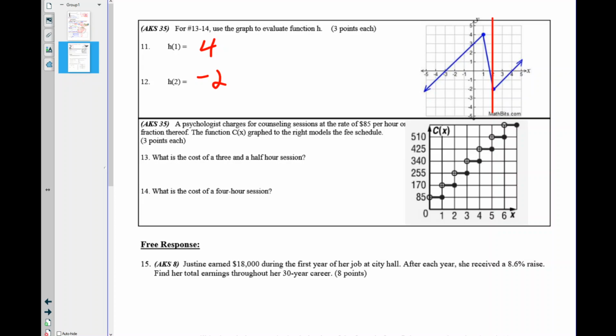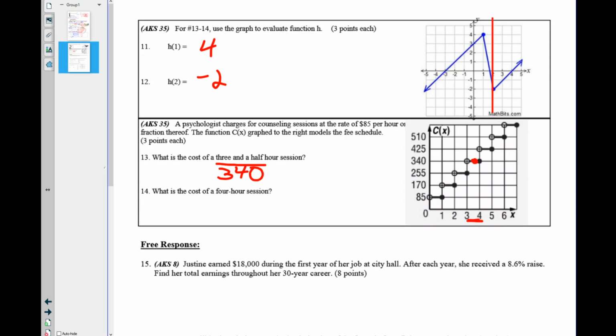All right, this one I did on purpose to try to get the guessers out there. Because if you're just not paying attention and guessing, right? This psychologist charges according to this. What type of function is that? Good, step function, because it looks like steps on a staircase. And if you look, okay, 3.5 hour session. What two integers does 3.5 fall in between? 3 and 4. And if you look in between 3 and 4, which is here, we charge 340.